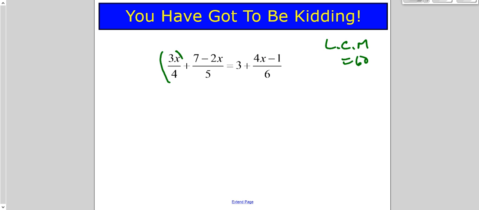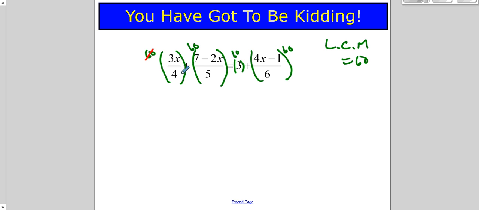And so what I want you to see is I got to multiply this by 60. I got to multiply this by 60. I got to multiply this 3 by 60. And I have to multiply this last by 60. So everything gets multiplied by 60. Nobody gets left out. And that's what's really most important to realize when you have these fraction equations, is that when we multiply through, every single term gets multiplied through by that number.